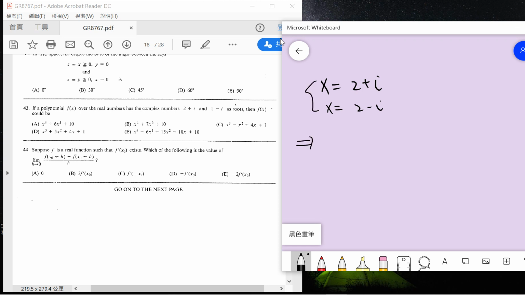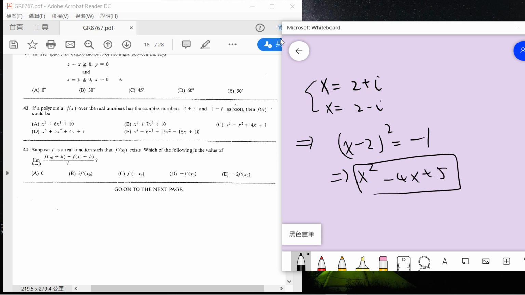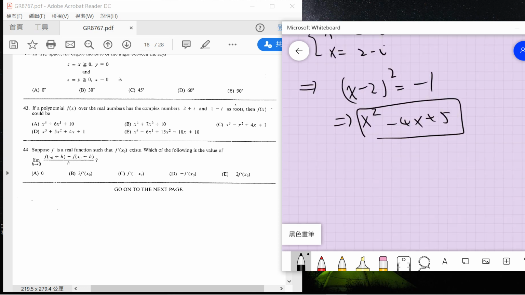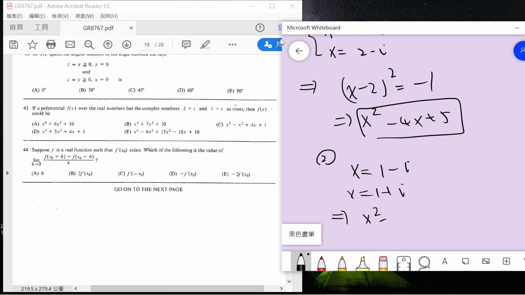So these two will give you an irreducible polynomial of x, combined as this one. And the second, x equals 1 minus i, x equals 1 plus i. This tells you that x squared minus 2x plus 1 equals minus 1. So the second irreducible polynomial is this one.